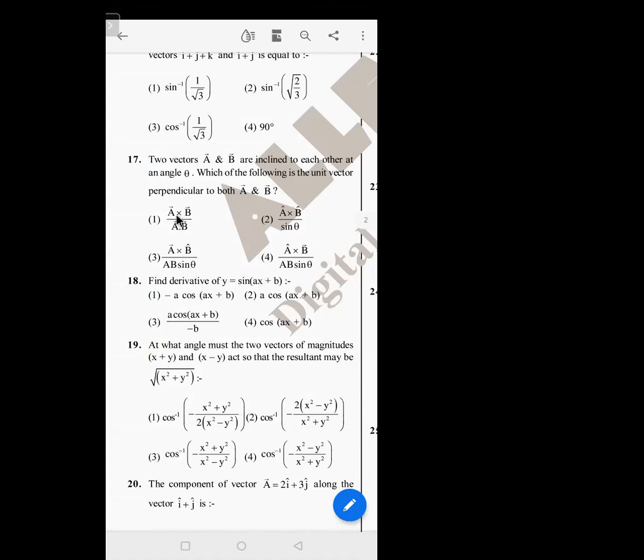This is the first option. If I take A bar cross B bar, that will give the direction no doubt, but it is divided by what? A bar dot B bar. That means a scalar quantity, isn't it? So that number right now for me, it is not possible.